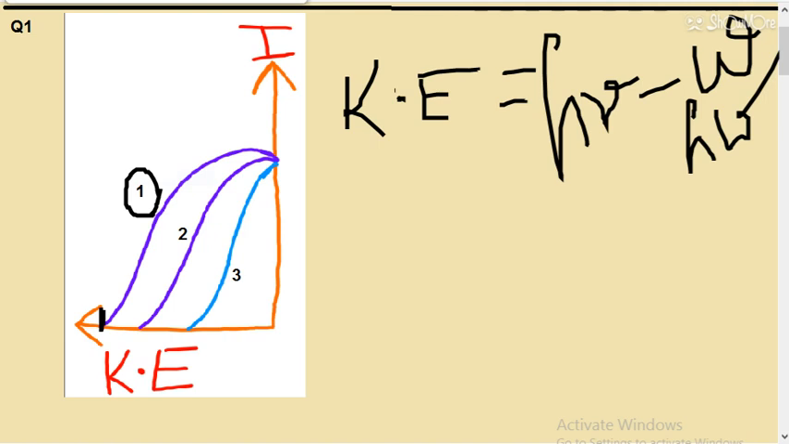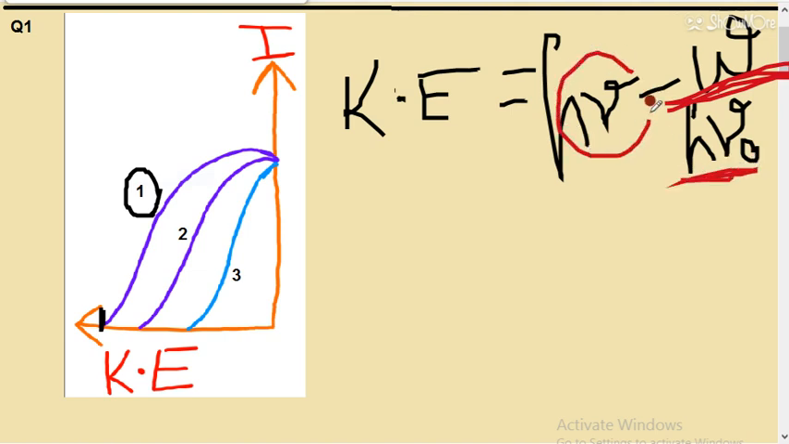So this was the photoelectric equation that we have studied a few times earlier. This term is constant. Actually this work function is constant, or you can say h mu naught is constant. So kinetic energy is directly depending on frequency.